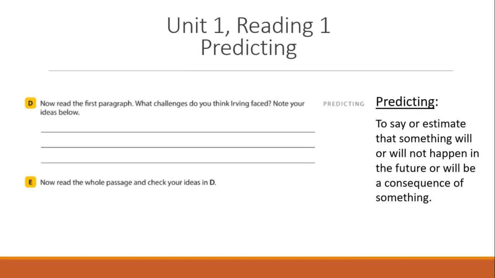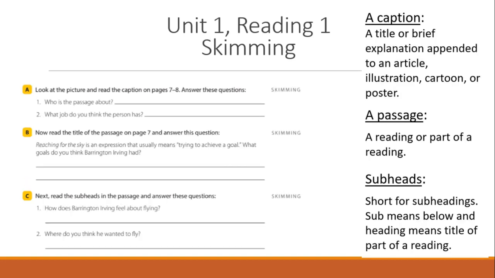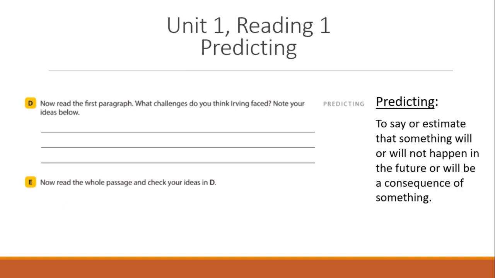Great. Now we move on to part, oops, I think I went ahead a little bit too far. No, that's right. Now we go on to part D, which is now read the paragraph and what challenges do you think Irving faced? Note your ideas below. So after skimming this reading, you're able to now predict, right? Predict what kind of things will happen in this reading.